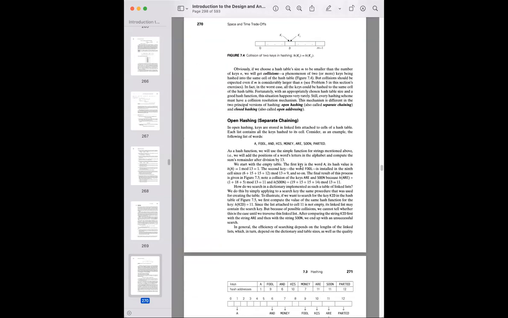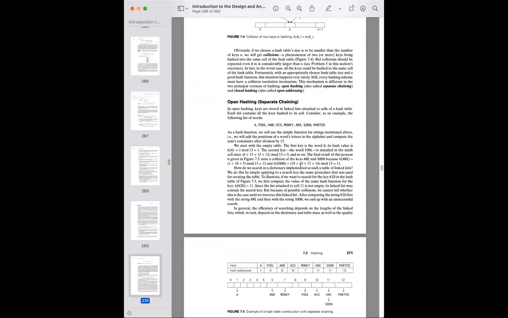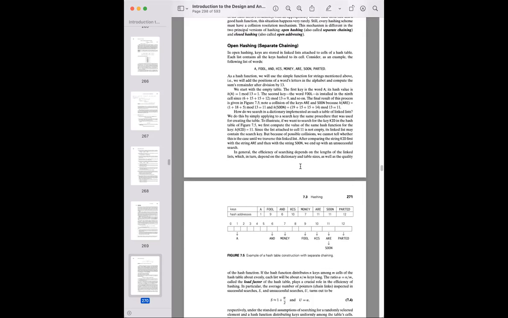So in this example, we're going to do the open hashing, separate chaining, for the list of words: a fool and his money are soon parted. The hash function this time, we're going to use a function of add the positions of the word's letters in the alphabet, and then compute the sum's remainder after division by 13. So A is a 1, B is a 2, and so forth. Add those together, divide by 13 and return the remainder. So we're going to have from 0 to 12, what you see at the bottom here.